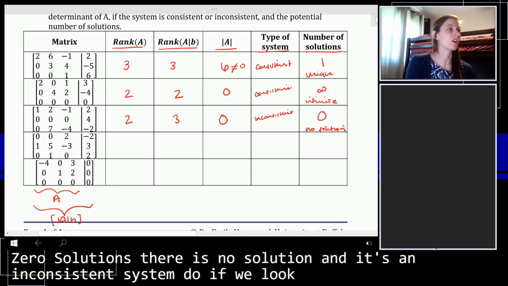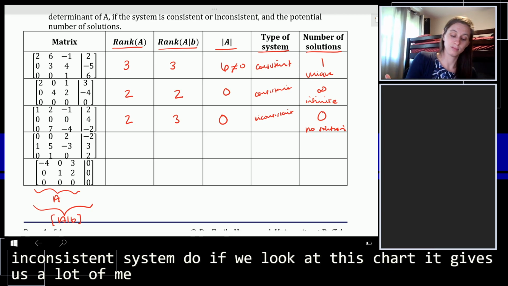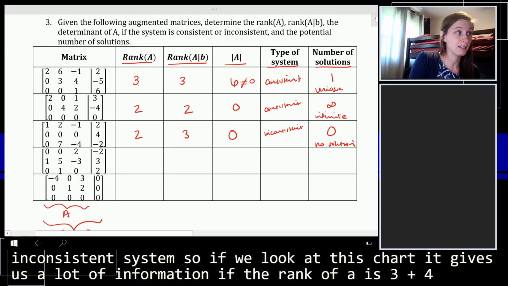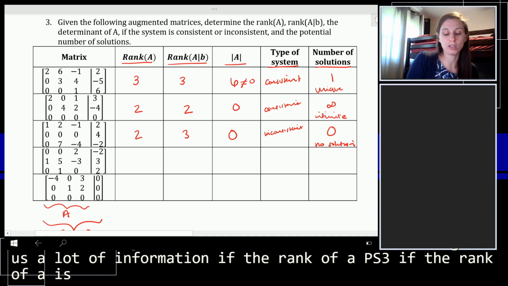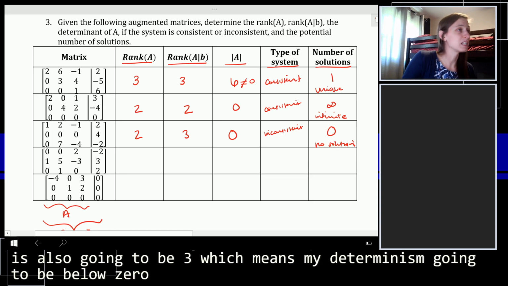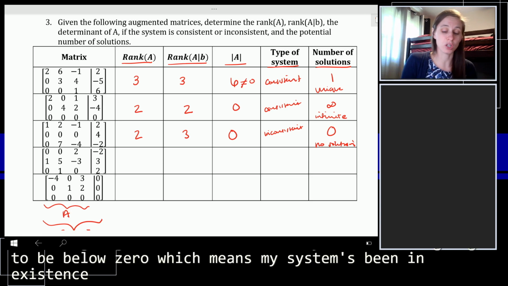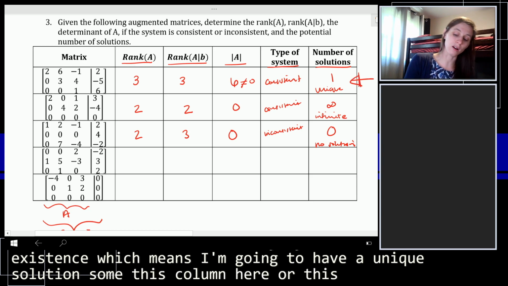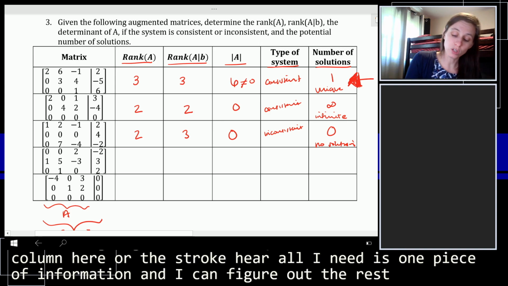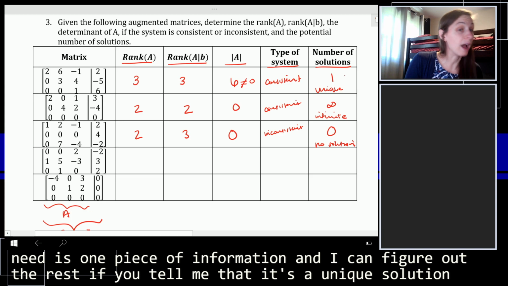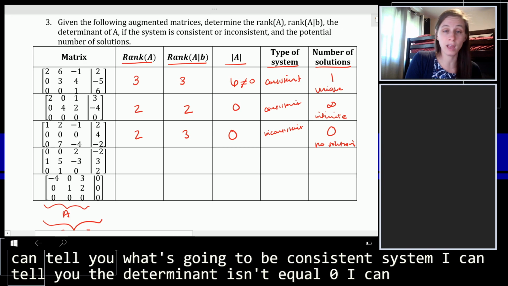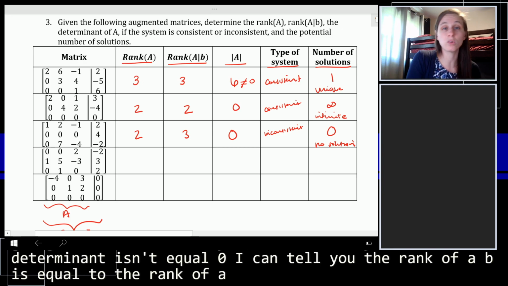So if we look at this chart, it gives us a lot of information. If the rank of A is 3, if the rank of A is the same as my number of equations, rank of AB is also going to be 3, which means my determinant isn't going to be equal to 0, which means my system is going to be consistent, which means I'm going to have a unique solution. So for this row here, all I need is one piece of information and I can figure out the rest. If you tell me that it's a unique solution, I can tell you it's going to be a consistent system. I can tell you the determinant isn't equal to 0. I can tell you the rank of AB is equal to the rank of A is equal to the number of equations.